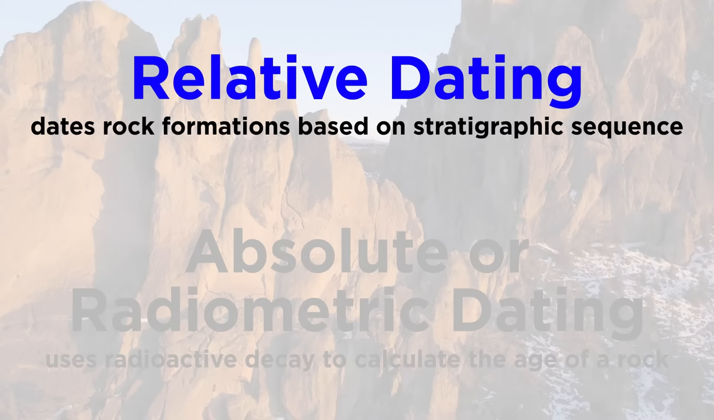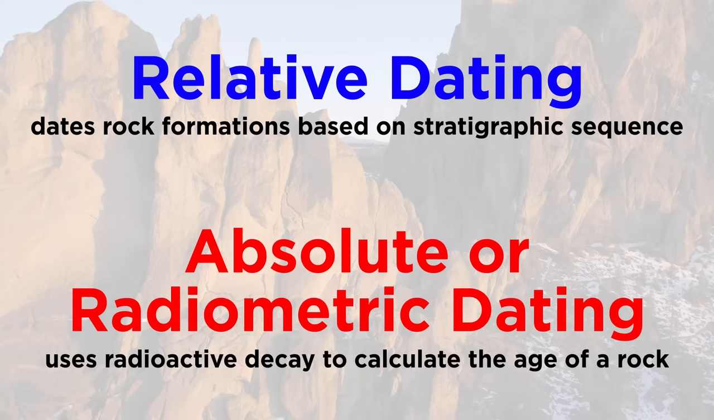These are relative dating, which qualitatively compares the age of formations based on their stratigraphic sequence, and absolute dating, or radiometric dating, which uses the decay of radioisotopes to calculate a rock's precise age.